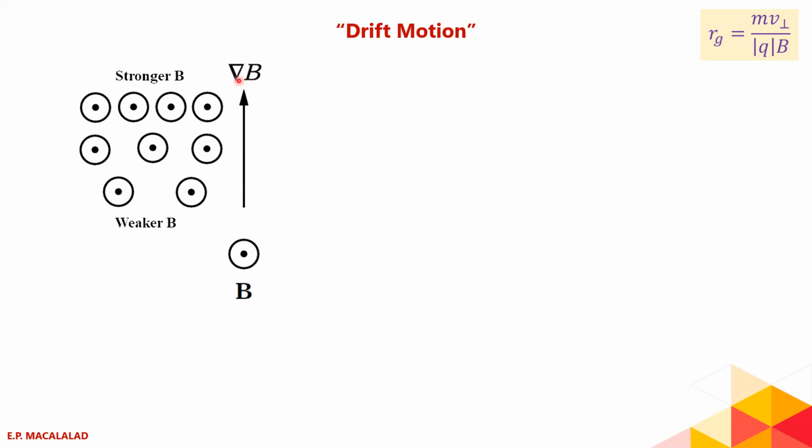So instead of electric field upward, we have another vector, an influence. The gradient of the magnetic field is upward. Okay, so what happens here now? So let's say we have an ion here.